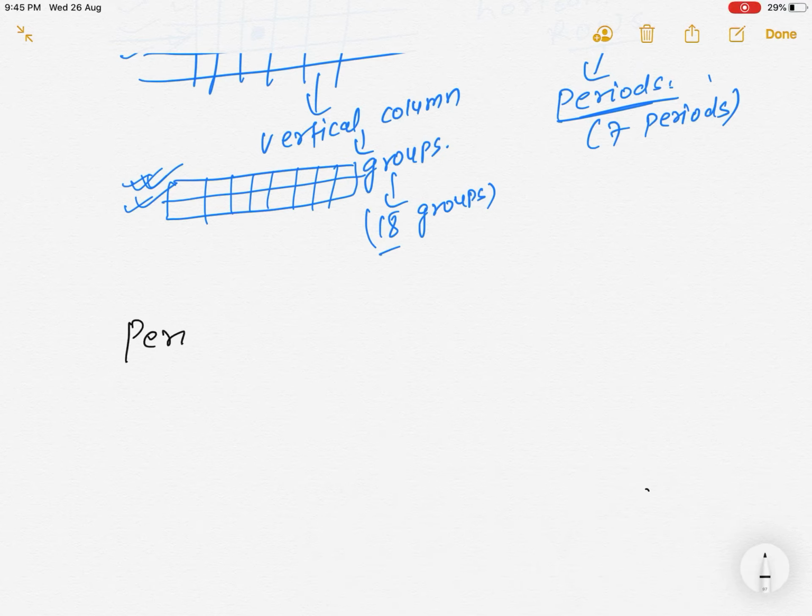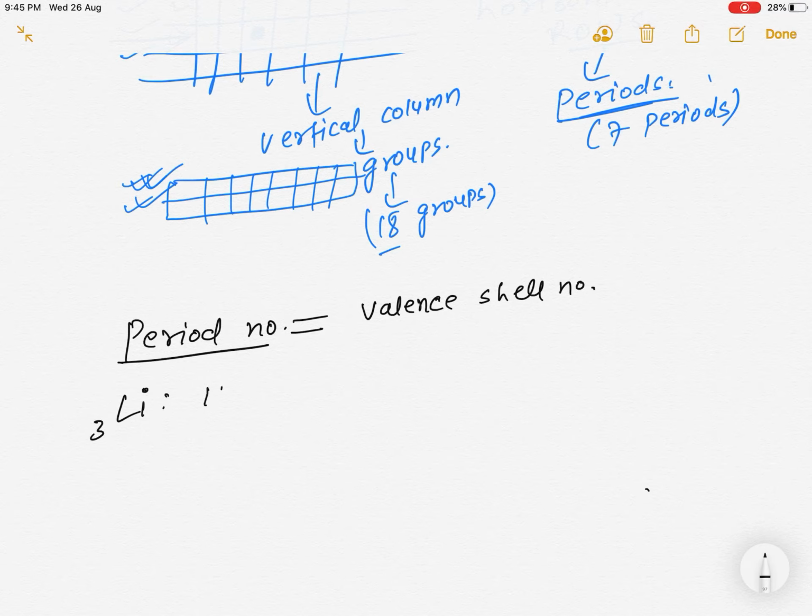For period number, it's quite simple. Remember that period number is always equal to the valence shell number. Whatever the valence shell number is, that will tell you the period number. For example, if I take lithium, 1s2, 2s1, what's the valence shell number over here? Is that the second shell? Because that has the highest value of principal quantum number, right? So the valence shell for lithium is 2. That is why lithium belongs to the second period.